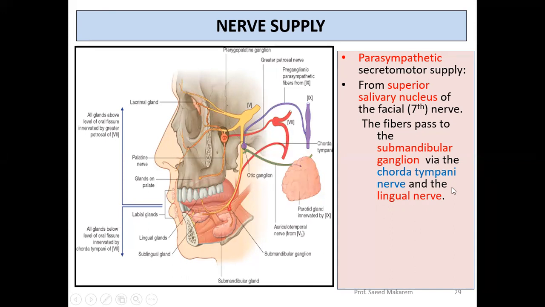And the lingual nerve. Finally, it will go through the lingual nerve. Here is the lingual nerve. So here is the lingual nerve, and this is the chorda tympani nerve. This is the facial nerve. So this is all the process through which it will be passing.